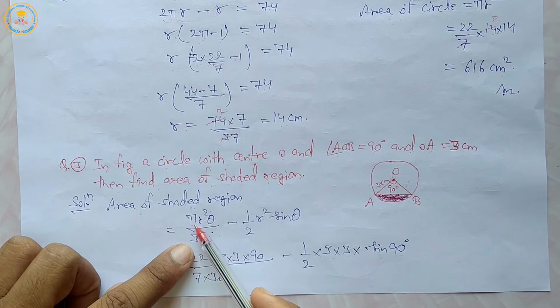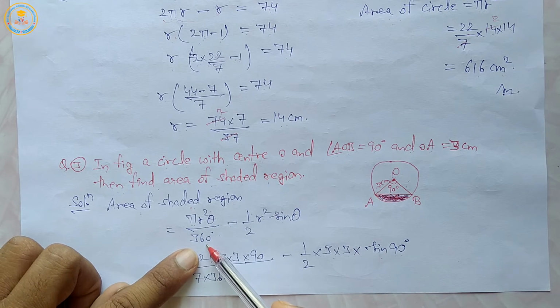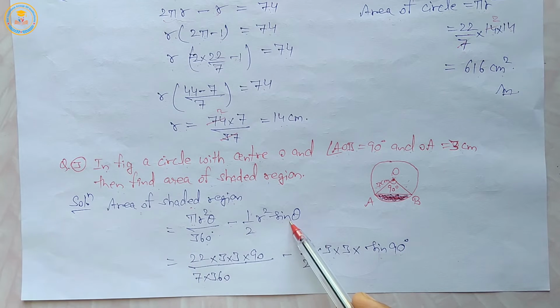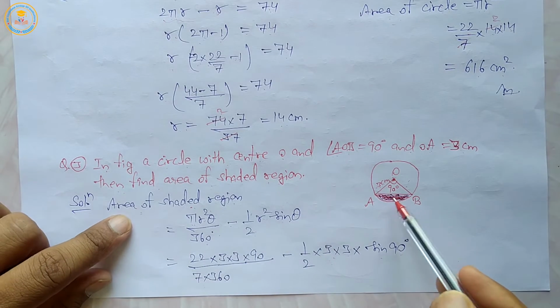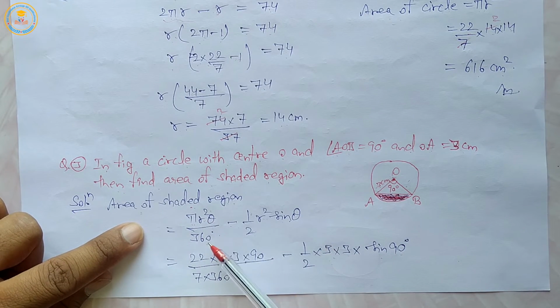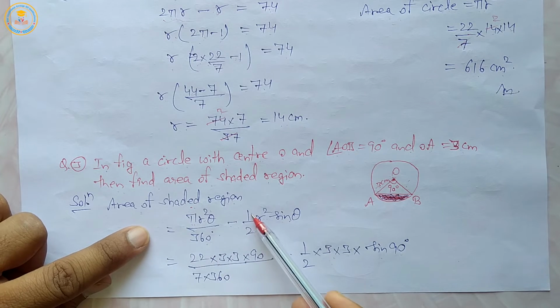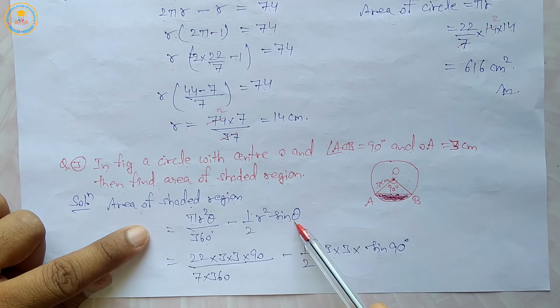Area of a segment of a circle: pi r square theta divided by 360 minus half r square sin theta. And the major segment means pi r square theta divided by 360 minus half r square sin theta.